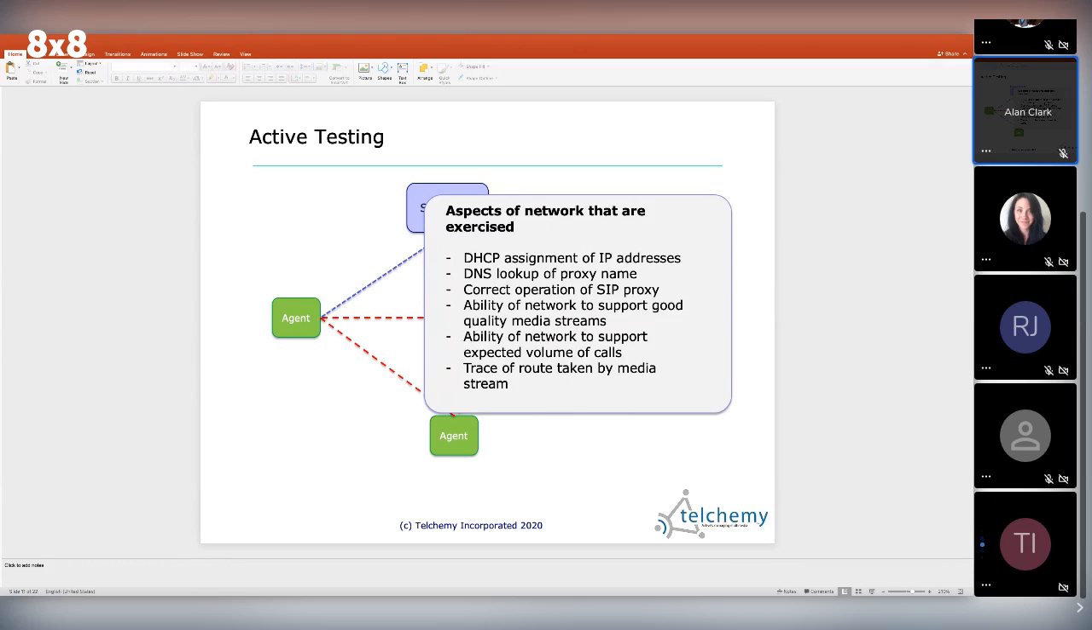And also, it's quite common to incorporate a trace route into the test itself. That way, whenever you do an active test, you also have a trace route of the path taken by the media during the test.